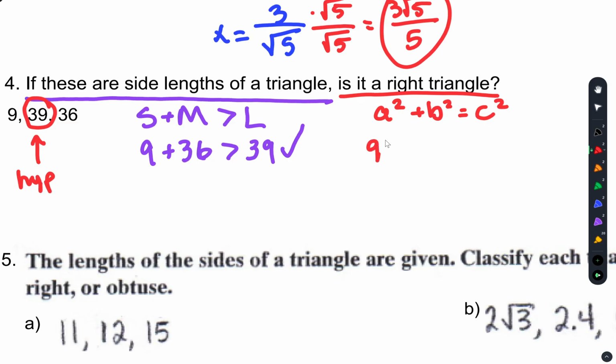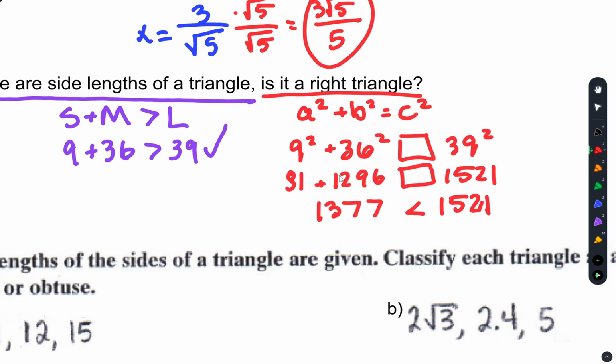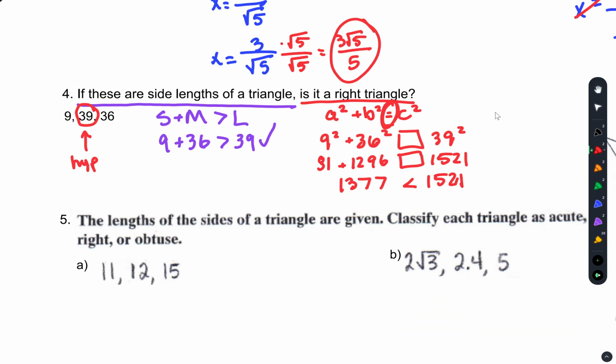So I'm going to use 9 squared plus 36 squared, and I don't know what it is yet, and then 39 squared. 9 squared, 81. 36 squared, 1296. And 39 squared, 1521. These add together to 1377, which is smaller than 1521. Now, clearly 1377 is not equal to 1521, and in order to be a right triangle, we need that equal sign. So these are not a right triangle.